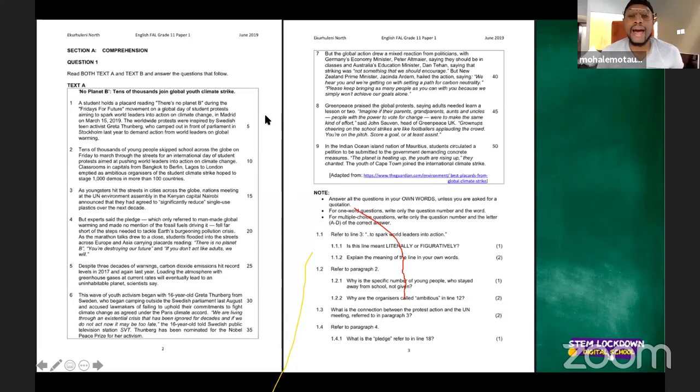Then we go to question 1.2.2. It says, why are the organizers called ambitious in line 12? Now, remember at the beginning, I told you that on the right-hand side of our text, we have our paragraph numbers.